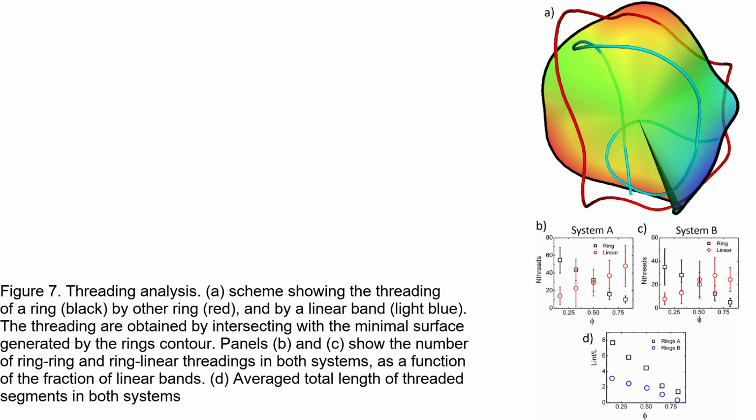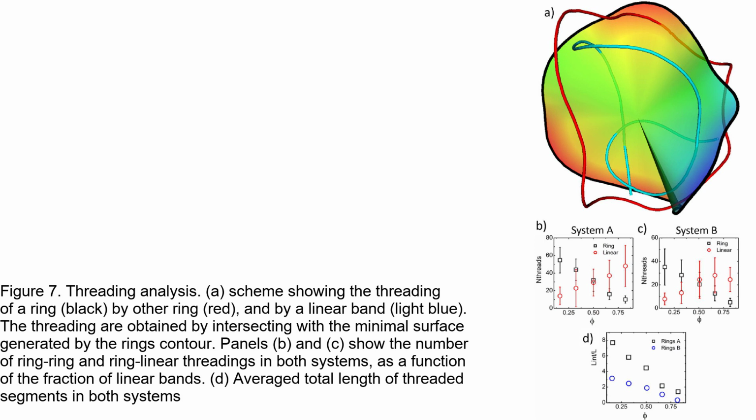The significance of Figure 7 is that it provides insights into the threading behavior of rings in the presence of linear bands. The results show that as the concentration of linear bands increases, there is an increase in the threading of rings by linear bands and a decrease in the threading of rings by other rings. This reduction in inter-ring threading leads to a decrease in the average size of rings within the semiflexible ring linear mixture. These findings are in contrast to the behavior observed in fully flexible polymer blends and highlight the importance of considering the semiflexibility of the bands in understanding the structural properties of ring linear mixtures.